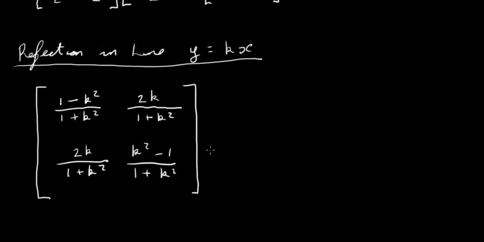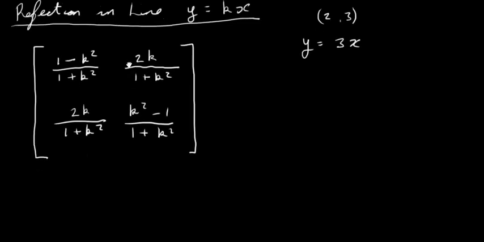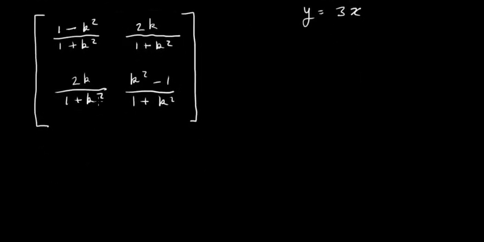Now we're going to reflect a point. I think we'll use 2, 3 again. So we're going to reflect the point, or the position vector 2, 3 in the line y is equal to, let's say, 3x here. Okay, so let's just work through that. Now our k here is 3, so we're going to put 3 into all of these and just work out what our actual transformation matrix is. So let's just do that first. So let's work out the transformation matrix.